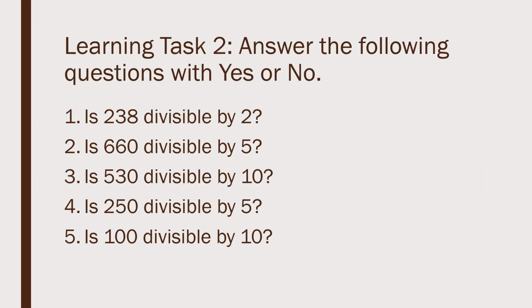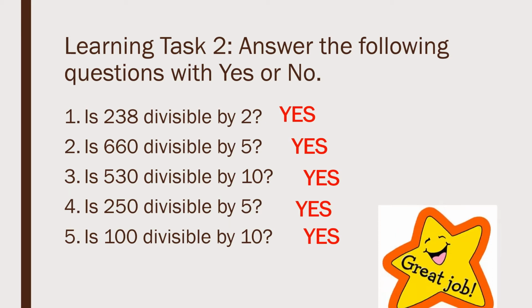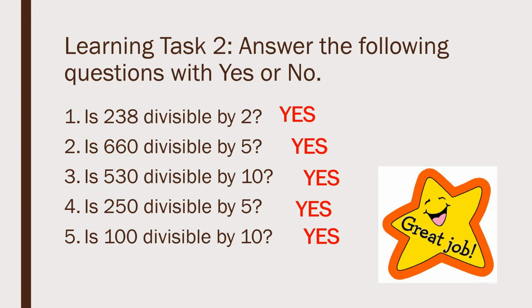Okay, let us see if your answers are correct. Number 1, is 238 divisible by 2? The correct answer is yes. Number 2, is 660 divisible by 5? The correct answer is yes. Is 530 divisible by 10? The correct answer is yes. Number 4, is 250 divisible by 5? The correct answer is yes. Is 100 divisible by 10? The correct answer is yes. If you got the correct answer, well done and great job for this activity.